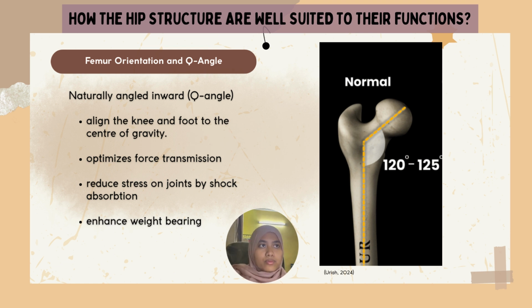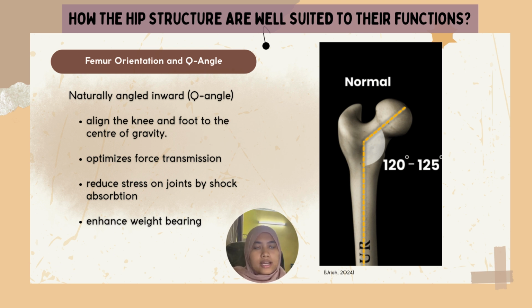Okay, so this improves balance and stability. How? By keeping the lower limbs positioned correctly, the body can maintain efficient posture and movement without unnecessary strain. The Q angle also optimizes force transmission, allowing energy to transfer smoothly through the hip, knee, and foot. This ensures that every step and movement is efficient, minimizing energy loss while enhancing propulsion. The structure directs forces appropriately, reducing stress on surrounding joints and ensuring controlled movements.